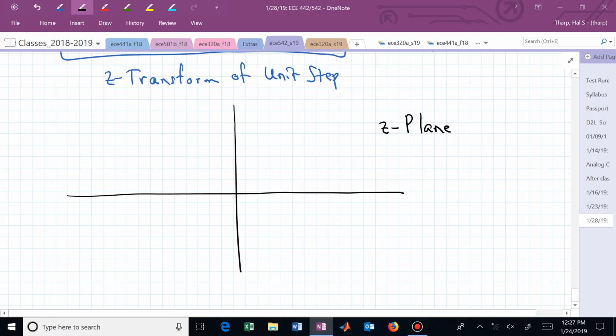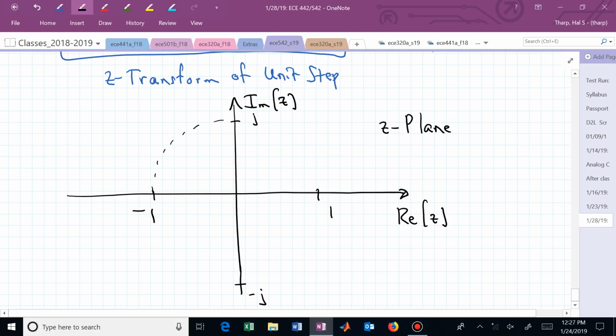We now have, here's 1, here's -1. We're outside of that, but we also have not only the real axis, but z can be complex. It can have imaginary components, so that now we could go up to j, that has a magnitude of 1, or we could go down to -j, that has a magnitude of 1. And now we have, that's supposed to be a unit circle.